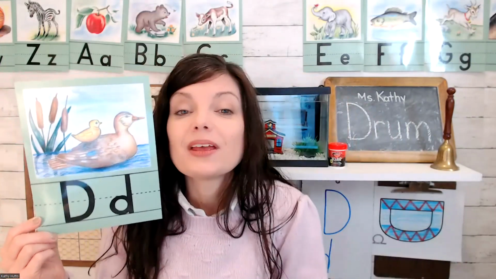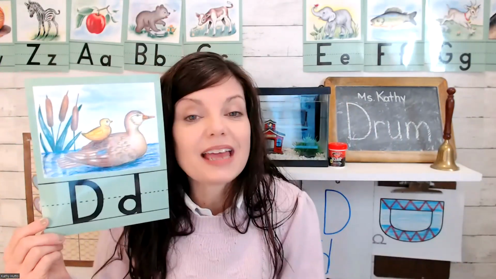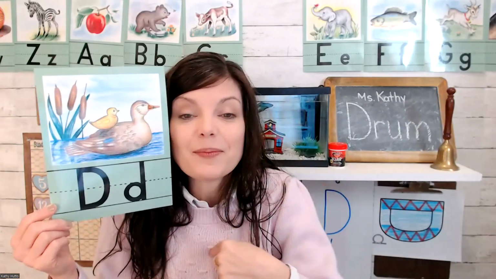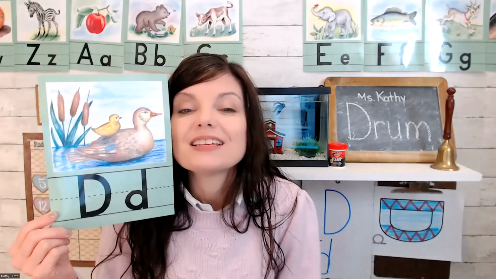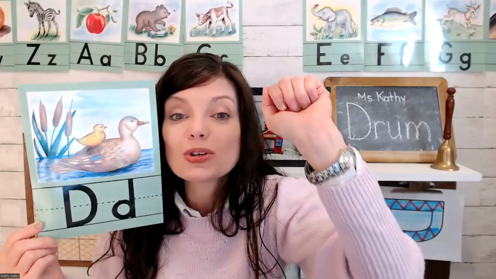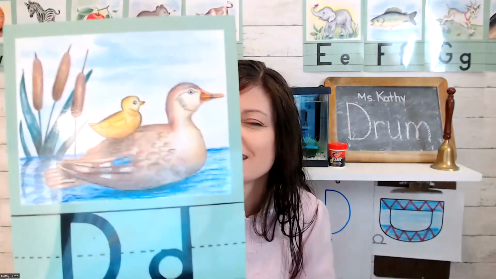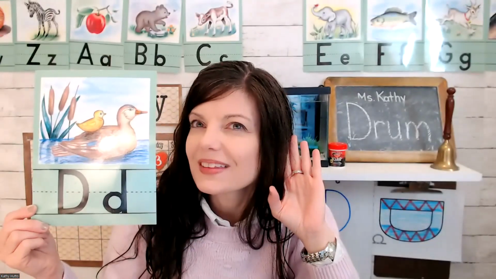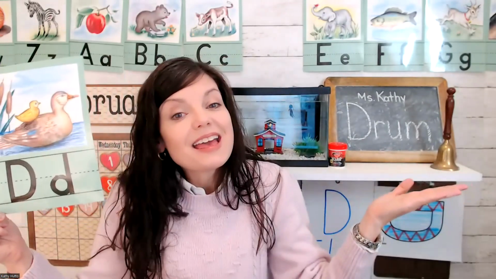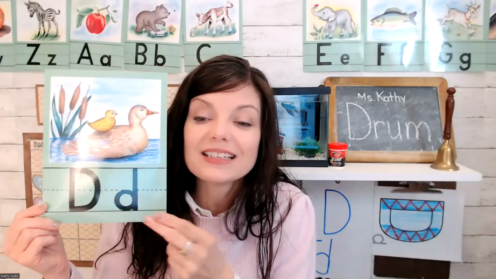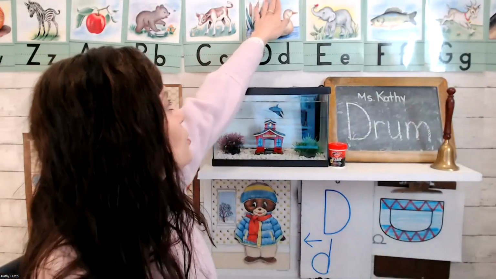So let's practice. I'll knock on your door and you say, come in. And then you knock on my door and I'll let you come in too. So here we go. What does D say? I'm going to knock on your door first. D, D, D, D, D. Can I come in? Now you knock on my door. What does letter D say? D, D, D, D, D. Come in. Very, very good. So letter D says D, D, D, D, D, like knocking on the door.